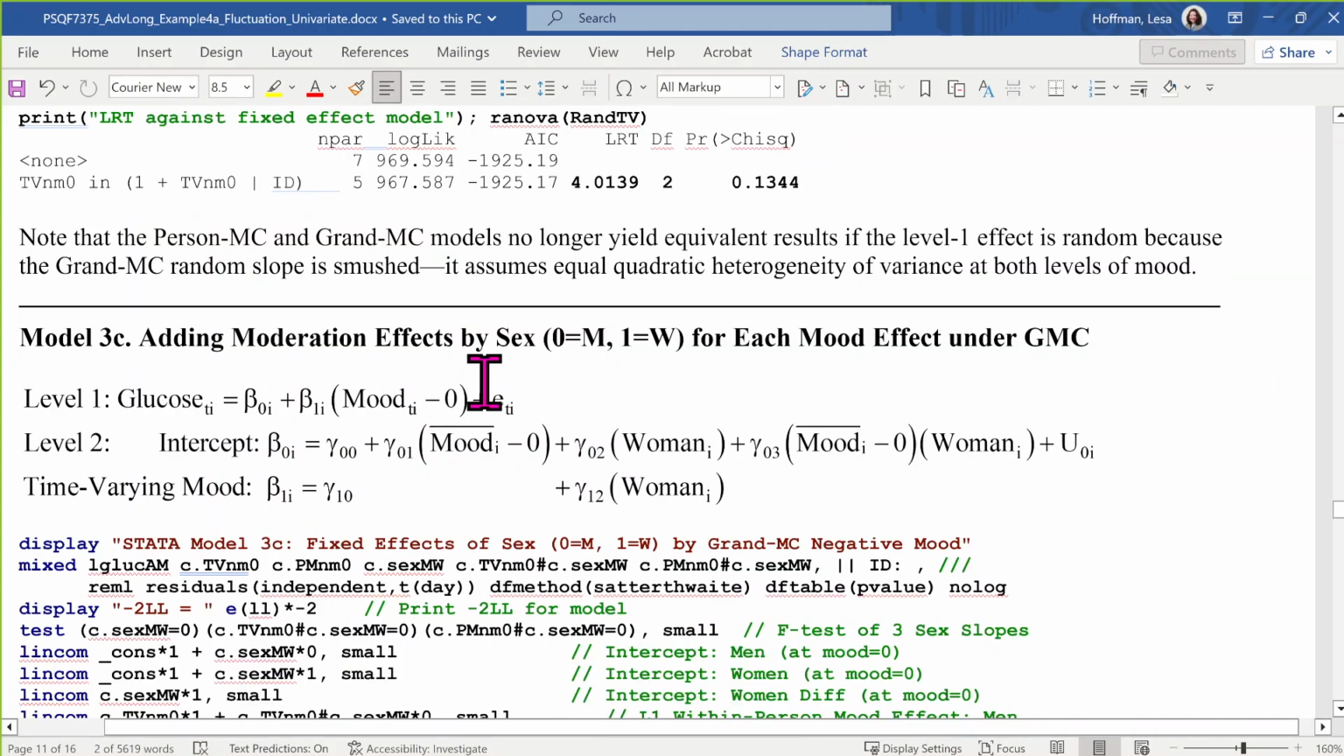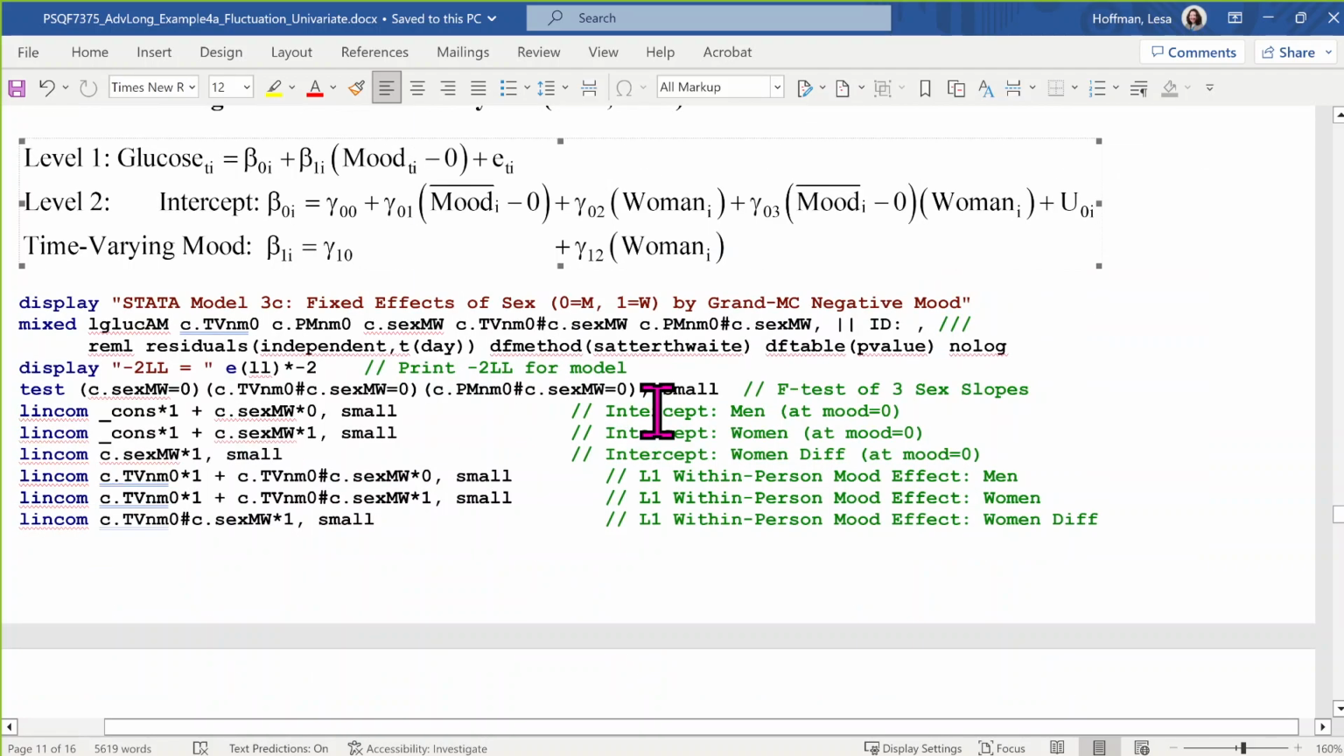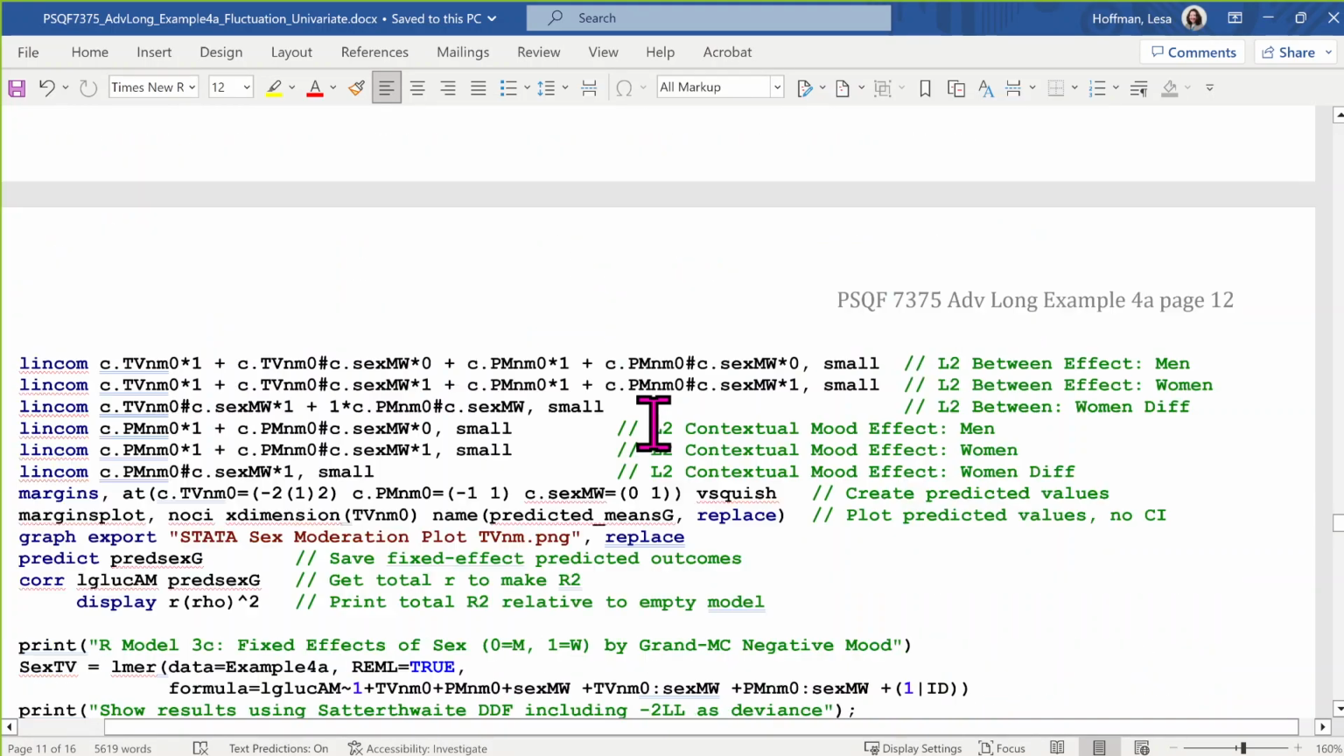Last model then, adding moderation effects by gender. So we have time varying negative mood. I have added the cross-level interaction with gender. I've added the between level interaction with gender. So person mean negative mood by gender as well, and the main effect. And so then what this model is going to tell me is the extent to which the within effect varies by gender and the extent to which the contextual effect varies by gender.